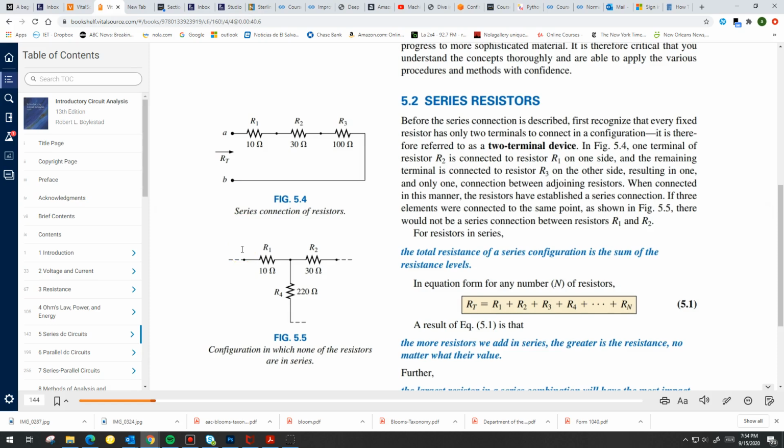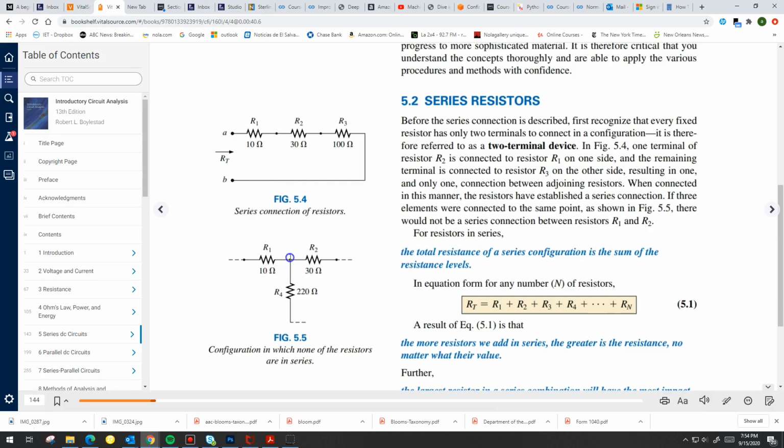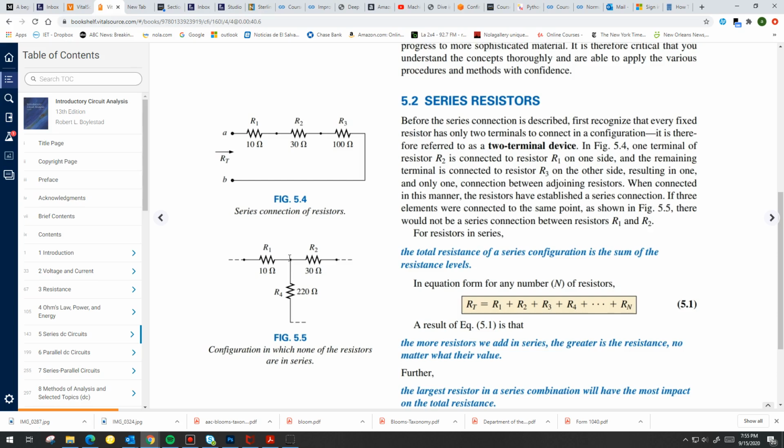To give you a counterexample here, we'll look at this in more detail in the next chapter, but if you look at figure 5.5, you see a case where the resistors are not in series, because now you have three resistors sharing one single point, okay, right here. So again, for resistors to be in series, two resistors can only share one single connecting point. And here you have three resistors sharing the same connecting point. So for reasons that will be more apparent later, in chapter 6, you'll see that they're not connected in series.